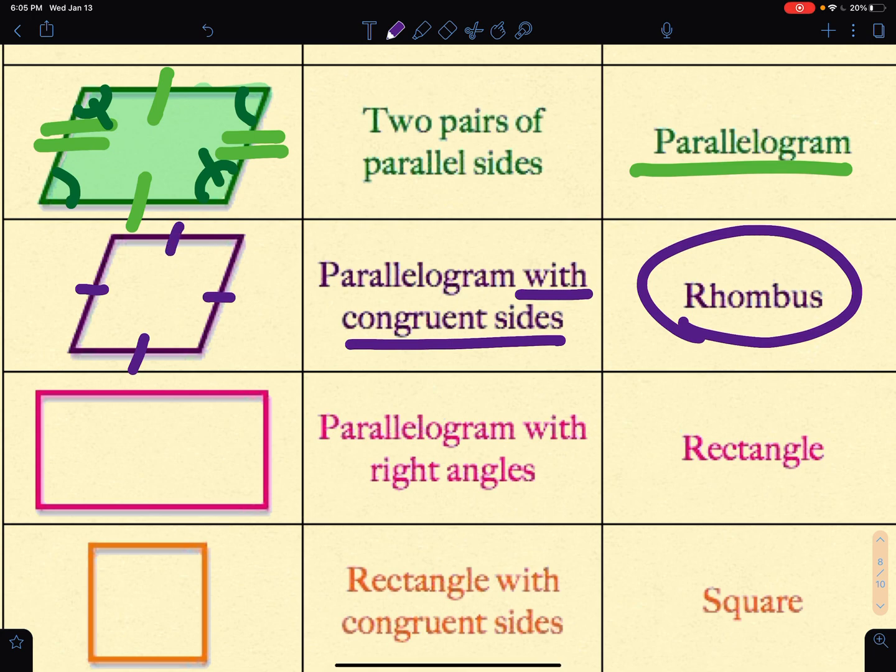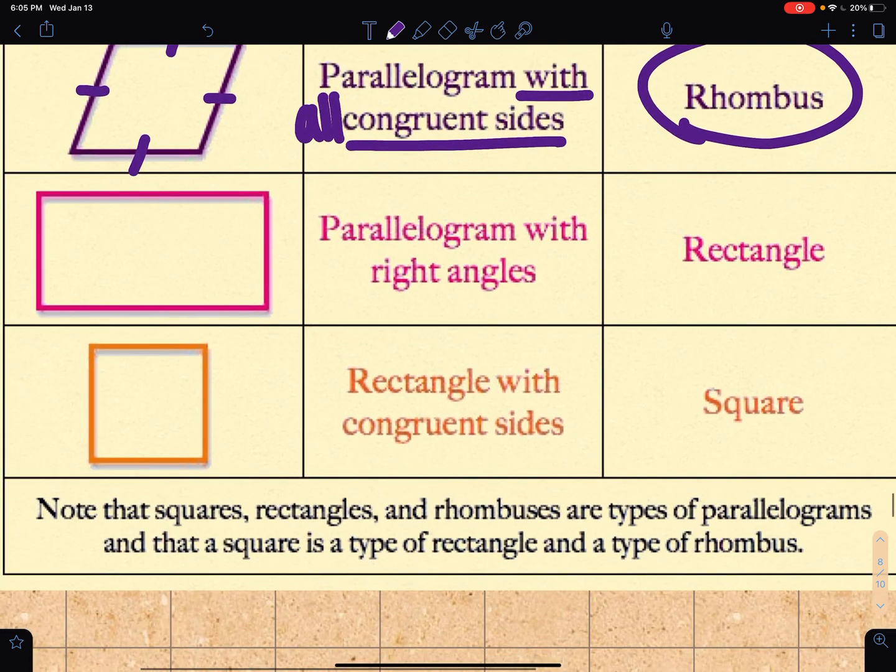It's kind of like a square, but it's tilted sideways. It's kind of like a leaning tower of squares. But that's a rhombus, okay? So it's a parallelogram with all the sides congruent. I'm going to put "all the sides" so we remember that.